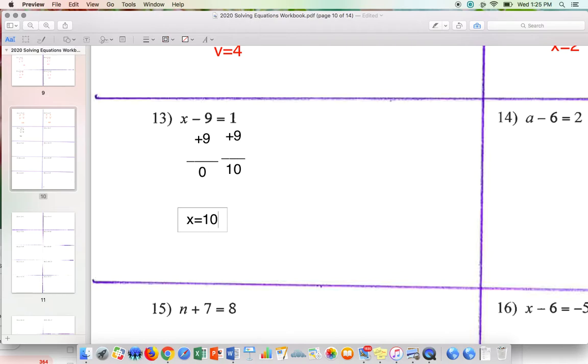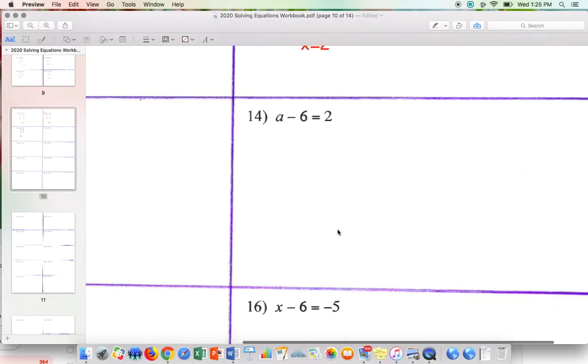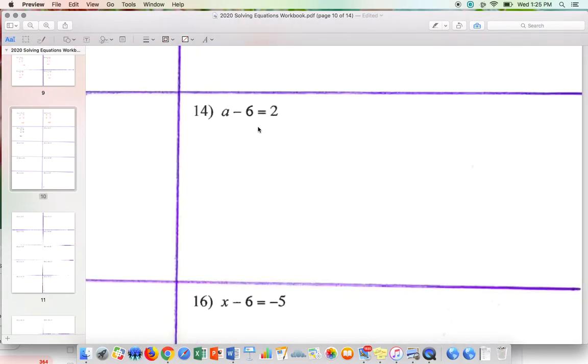If you don't have this on your page, pause this so that you can make sure that you have your answer down correctly. Okay, I'm going to go on to number 14. The first question we always have to ask ourselves. Our problem is a minus 6 equals 2. Our first question to ask ourselves is, what is our variable?